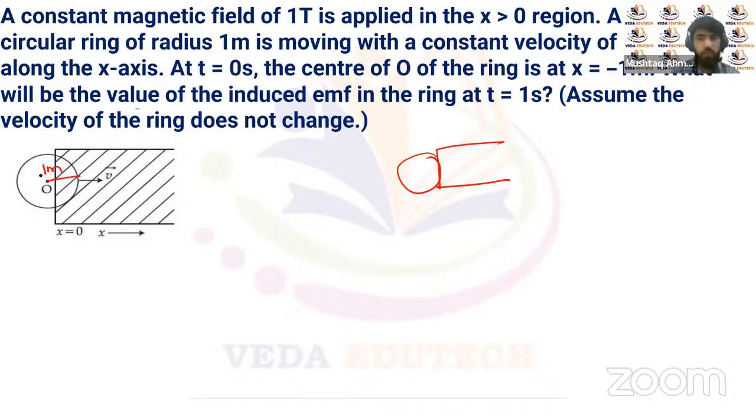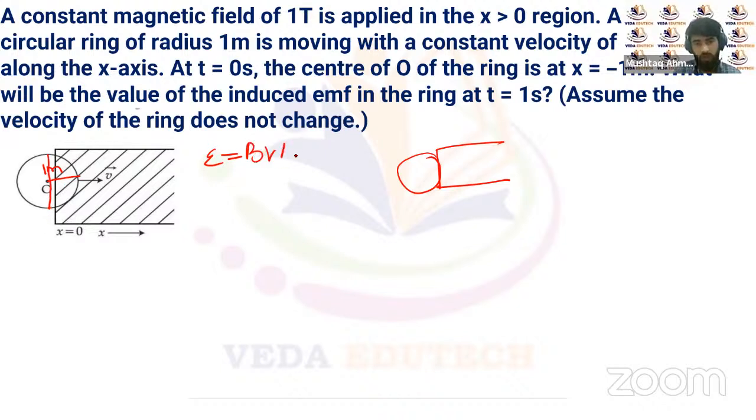So it has traveled a 1 meter distance. So it means that the center of this ring must coincide with the line of this magnetic field, right? So we have to find the induced EMF. The induced EMF will be nothing but the total length here, which will be like a rod here.